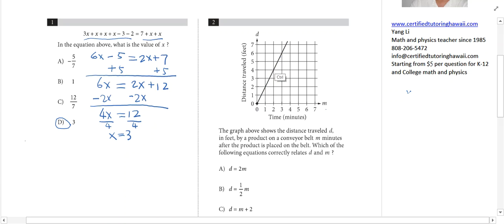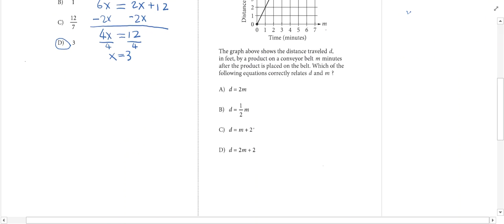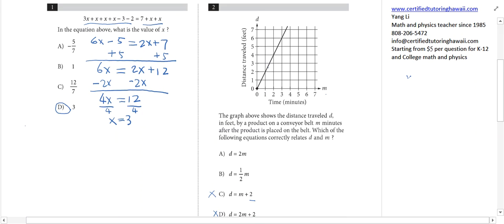We can see that the y-intercept is 0. Choices C and D are out of the options because they have a y-intercept of 2. See here, you got 2 there. So that's not the choice. The only choice is going to be either A or B. Then let's use the graph to find the slope first.